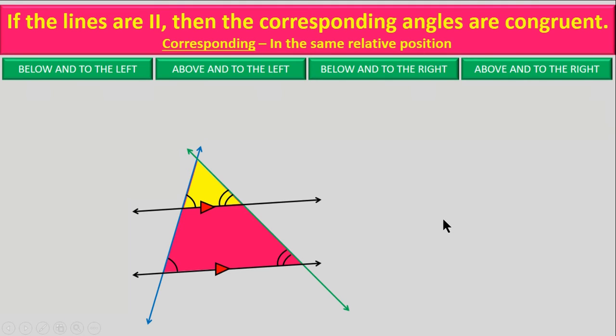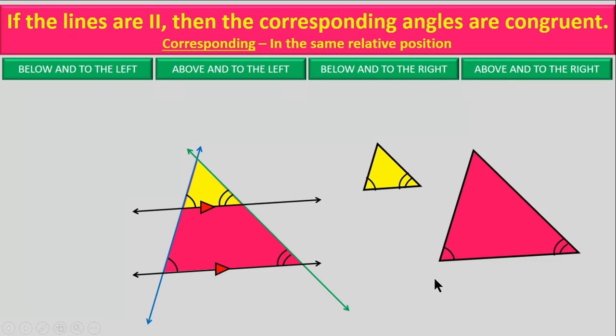So when we take these overlapping triangles and draw them so that they're not overlapping, the yellow triangle would look like this, and the pink triangle would look like this. Finally, when it comes to this picture, we know that these three angles have to add up to 180 degrees, and so do these three.